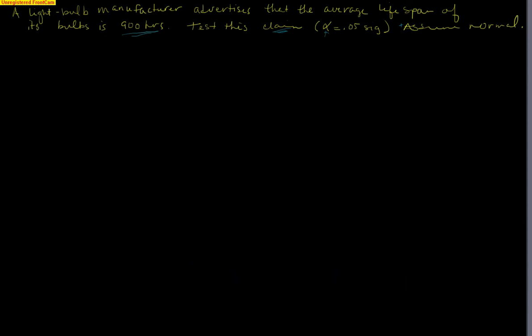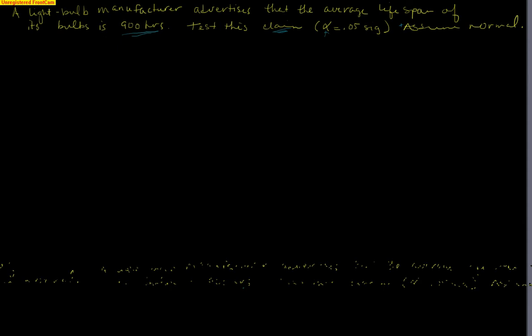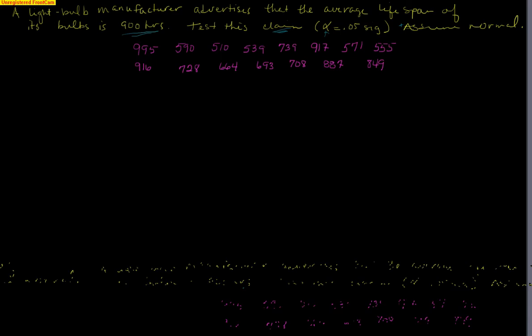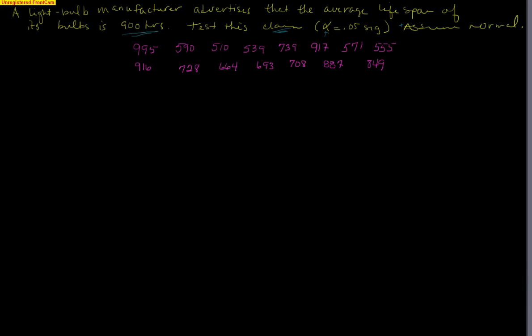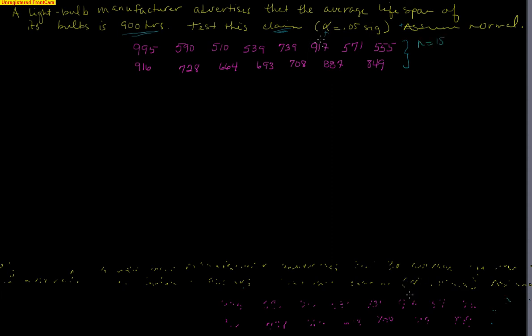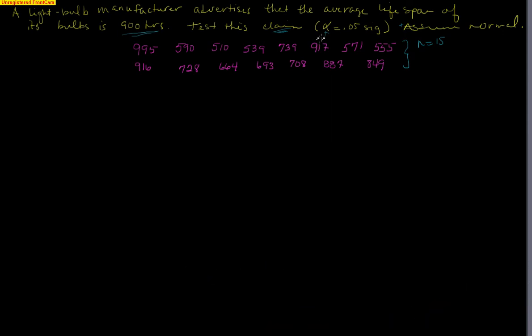Okay, so what do we need? We aren't given any sample data, so actually, in fact, they give us the data. They go out and they test 15 light bulbs. They choose a random sample of 15 light bulbs. And what you're going to need to do with this is enter all of this data into your calculator.